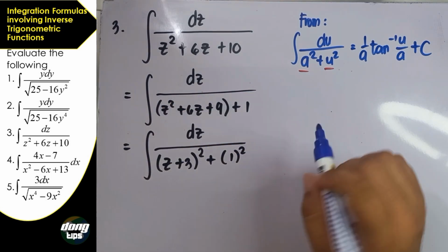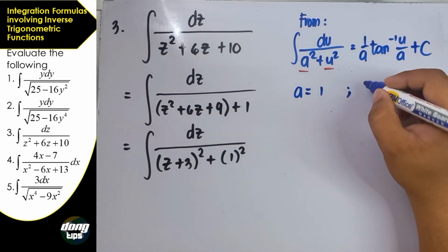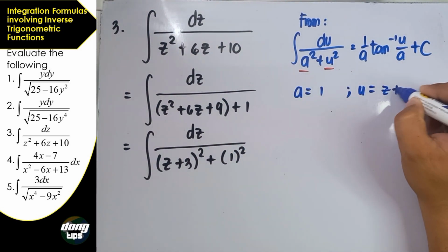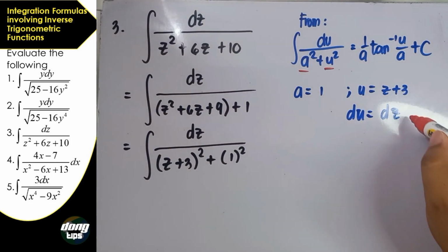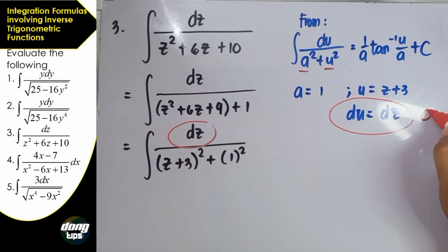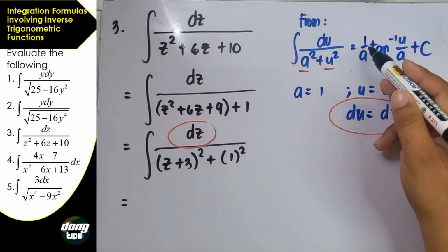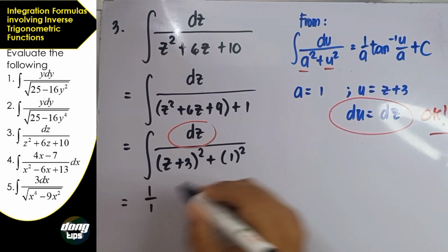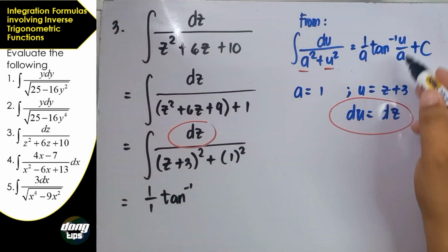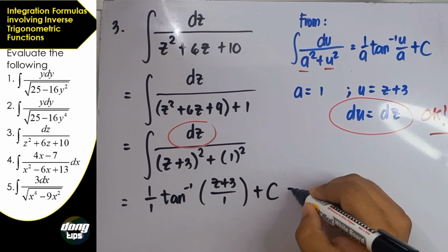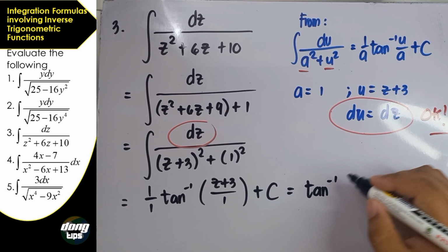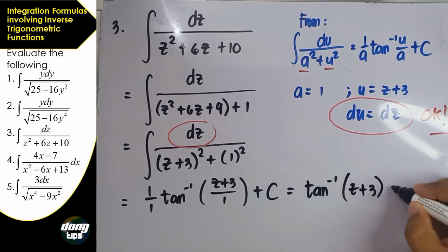Now we have a equals 1 and u equals z plus 3. Solve for du, which is dz. Since the derivative is the same as given, we don't need to modify the derivative and can directly use the above formula. And this is the answer, arctangent of quantity z plus 3 plus c.